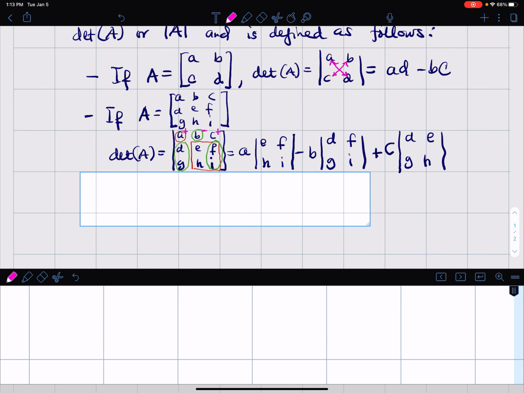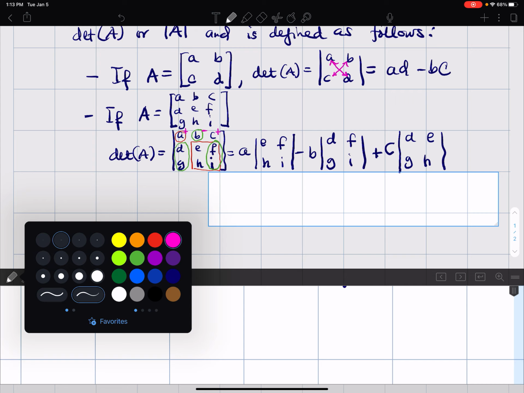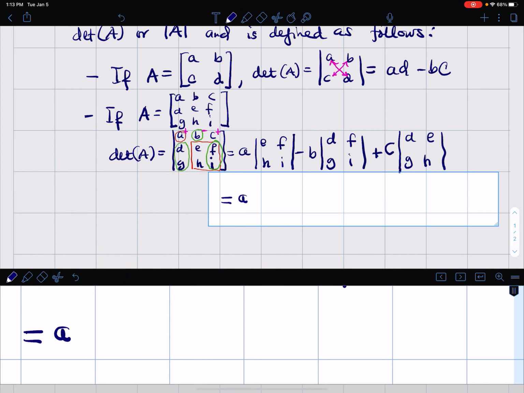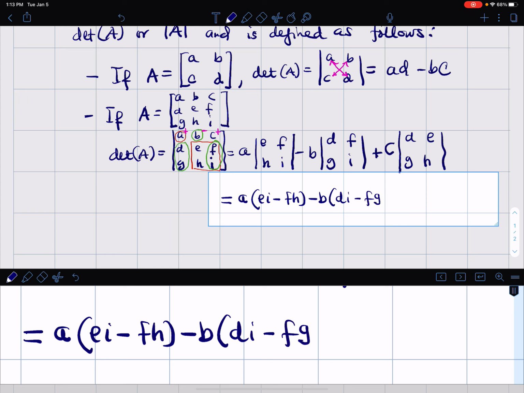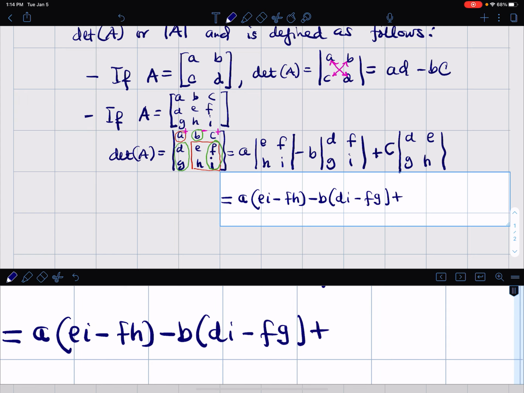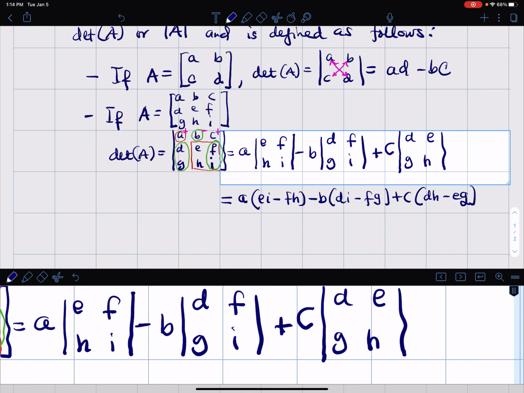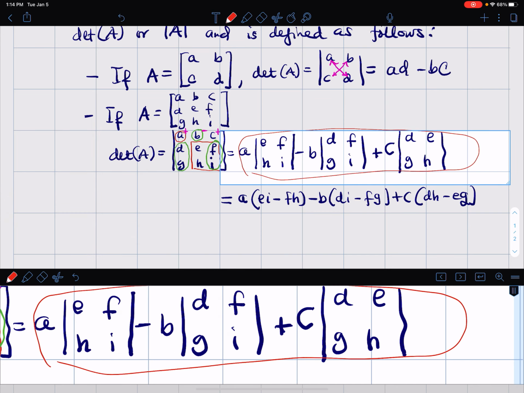All right. So if you do this, then this is the same thing as A times (EI minus FH), minus B times (DI minus FG), plus C times (DH minus EG). All right. But I think it's quite easier to remember this format, this one. I think it's better to just remember this.